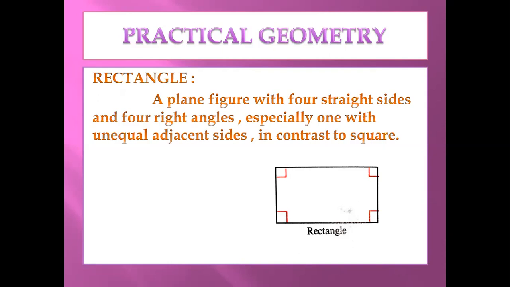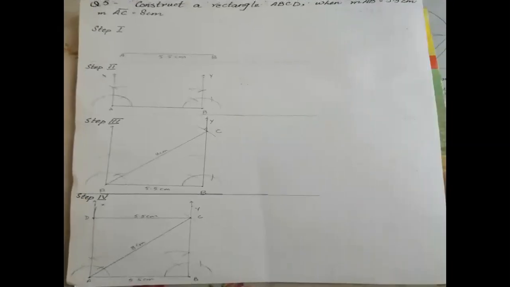Yes, come to question number 5. Question 4 is your homework. Construct the rectangle ABCD when the measurement of AB is 5.5 centimeter and the measurement of AC is 8 centimeter. In this question, one side and one diagonal are given. In question 4, 2 sides are given, so it will be easy for you to draw it.